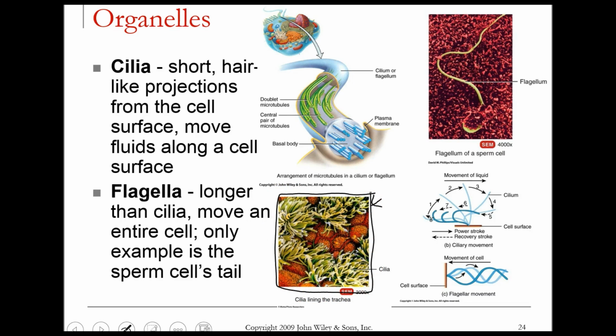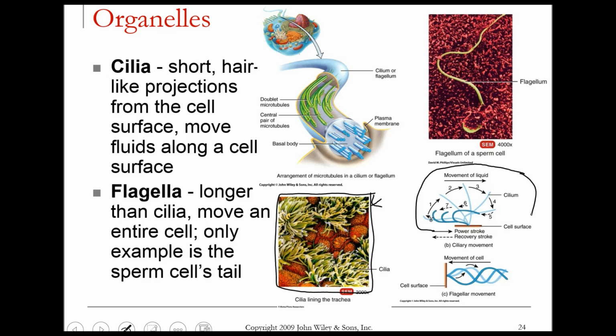This is a scanning electron micrograph. Scanning electron micrographs are pictures taken with electrons bounced off the surface of a structure, where you can see a good 3-dimensional representation of the surface of a cell. Cilia are usually fairly short, and if we look at the movement of cilia over here, you can see that they move back and forth, sort of like oars on a rowboat.